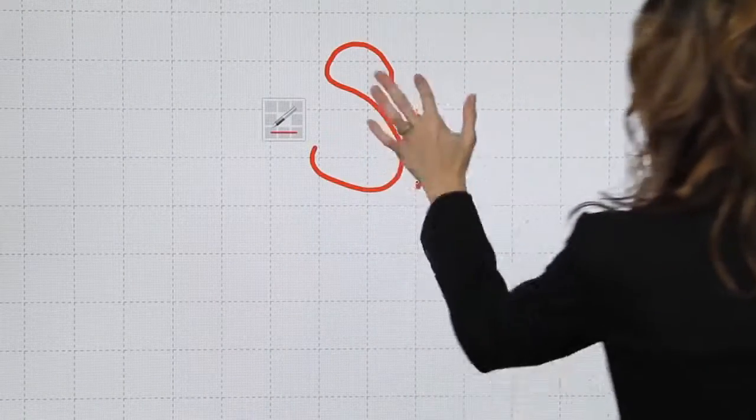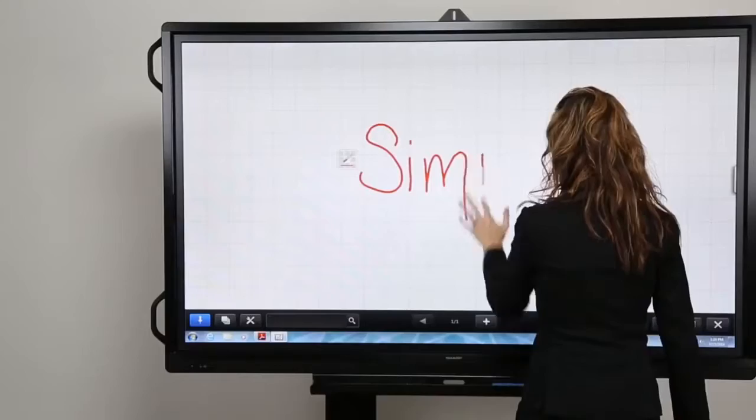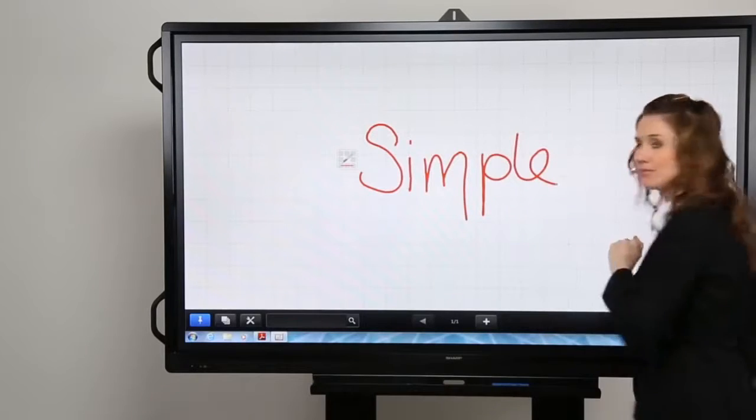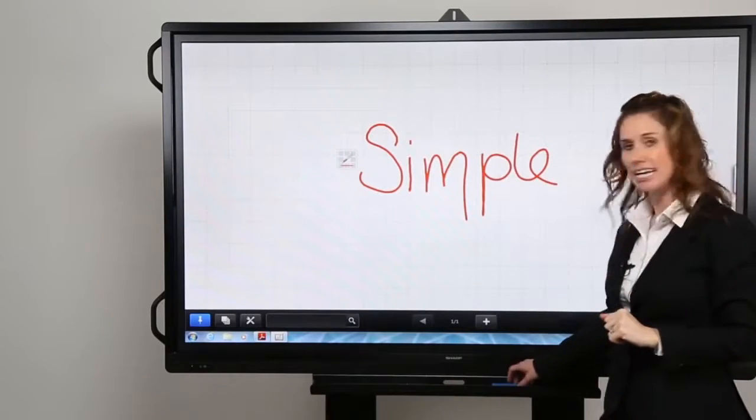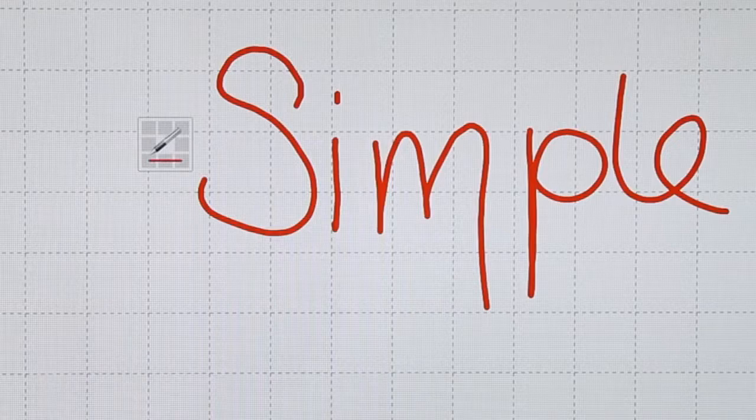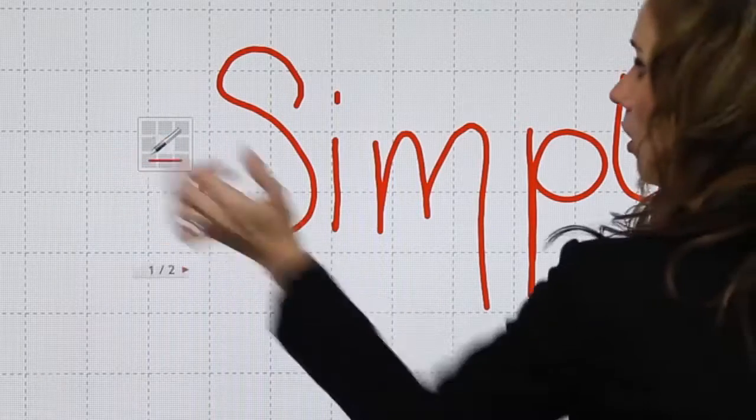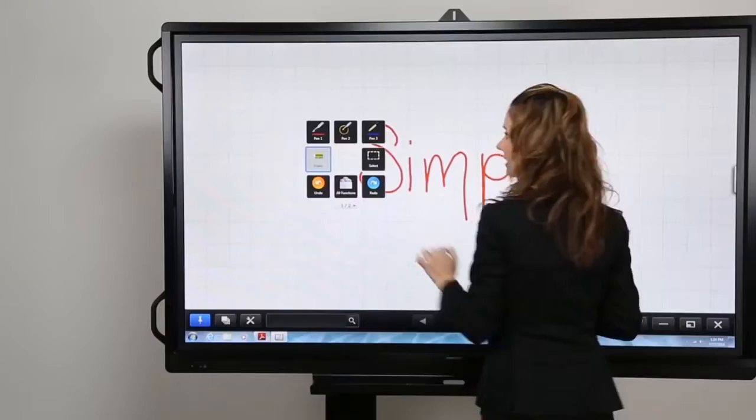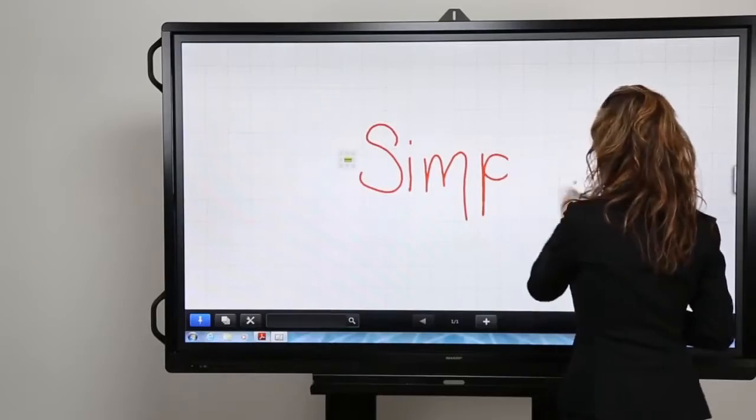When we are writing on the board, we have the option of using our finger or even a pen to write on the screen. If I were to make a mistake at any time, I can use the eraser that comes with the Aquos board, or from the toolbar, I can select the eraser and erase any of my mistakes.